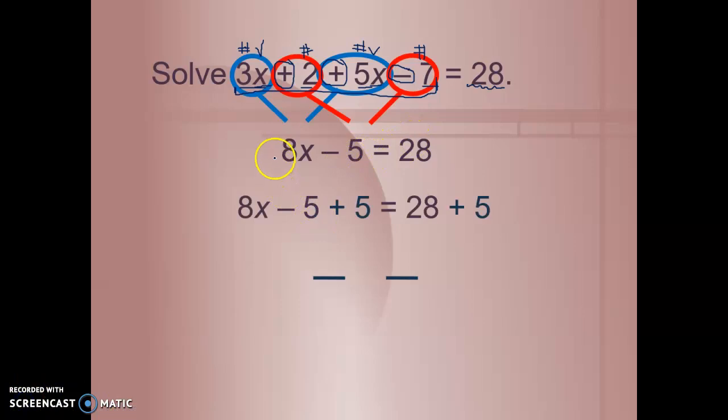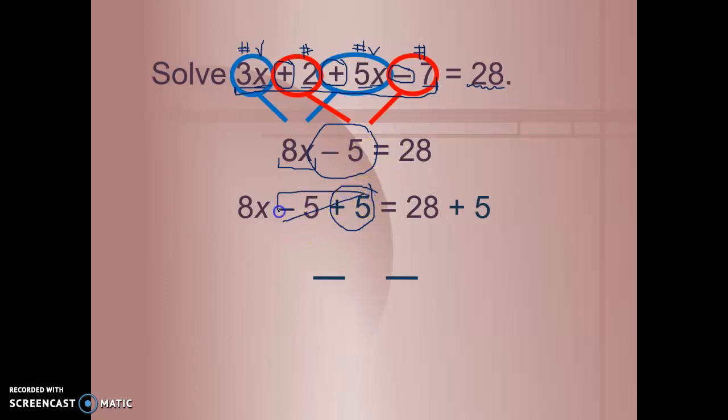Now, our goal is to get this 8x by itself, which means we have to remove this negative 5. And the way that we cancel something or get rid of something is by doing the opposite operation. We know that to cancel negative 5, a positive 5 will cancel that out. Negative 5 plus 5 equals 0. So that will leave us with just 8x on that side. But because one side is equal to the other, in order to keep them equal, what we do to one side we have to do to the other.